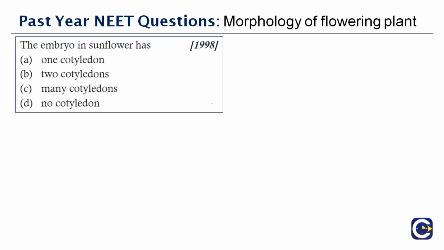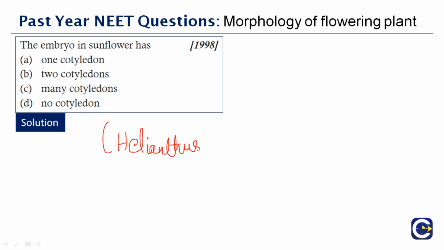Okay, next question here. The embryo in sunflower has dash. Before we go into the answer directly, let's discuss the embryo of sunflower. Sunflower, what's the family name? It is called Helianthus. It belongs to the family Asteraceae of dicotyledons. A dicot embryo has an embryonal axis and two cotyledons attached to it laterally. So the number of cotyledons in the sunflower will be 2.